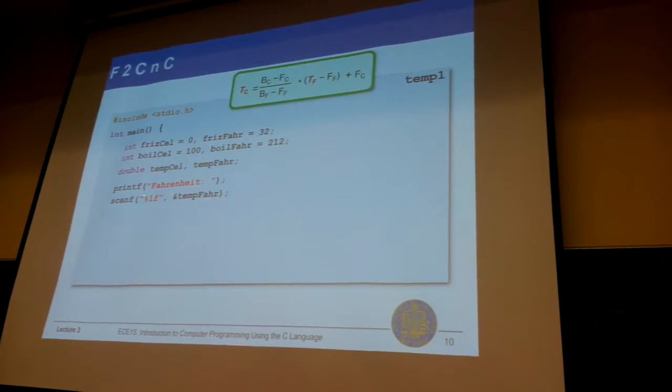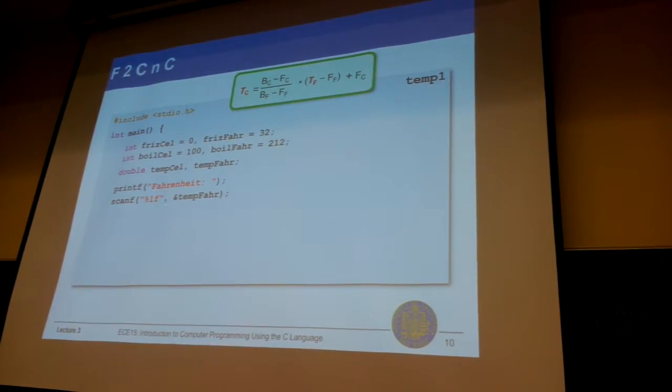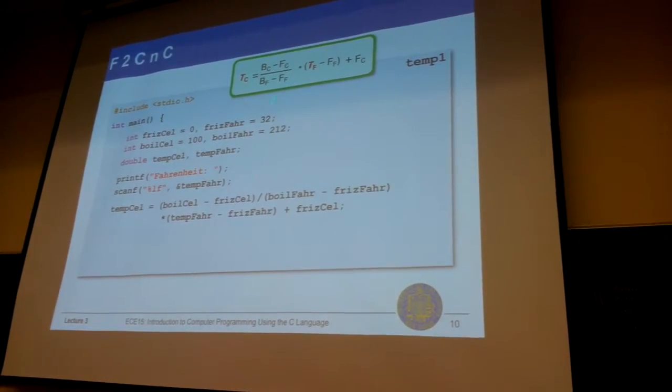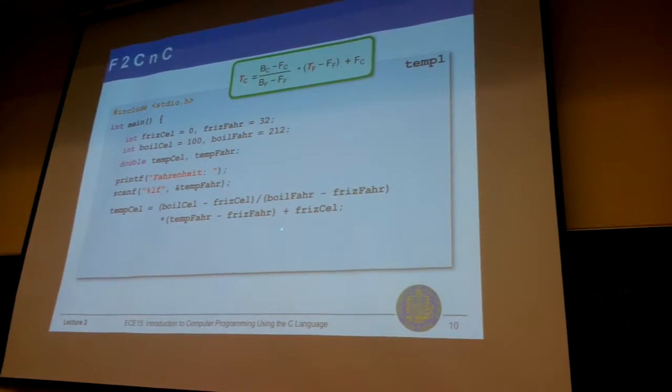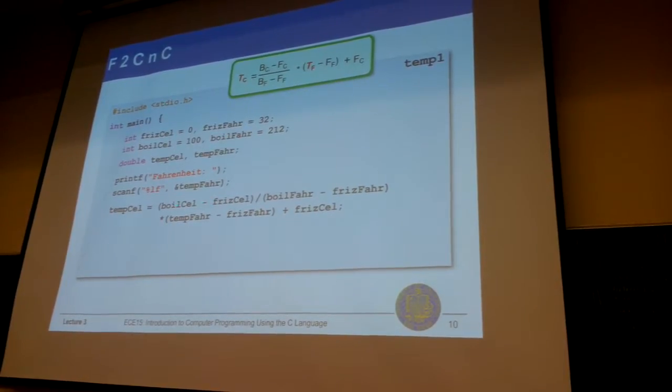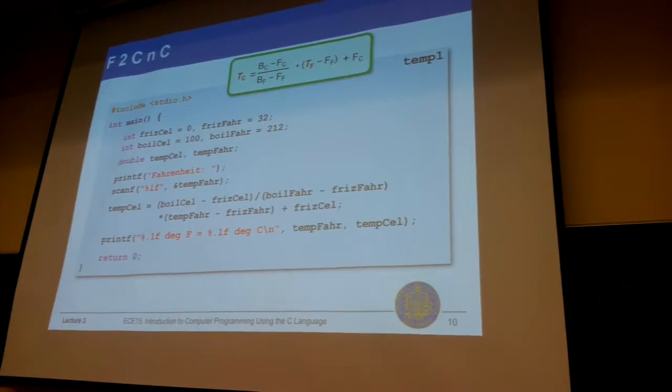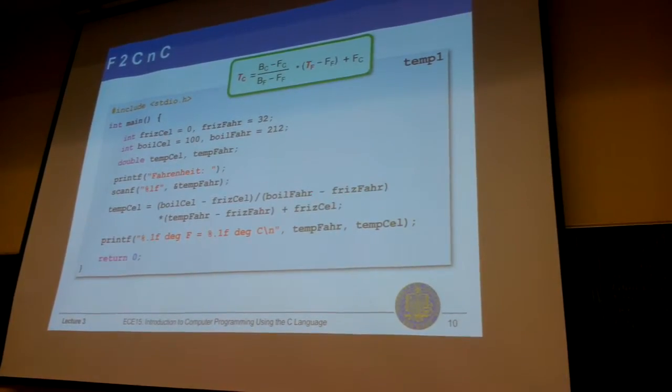We have our scanf with our %LF because we're taking in a double. And then we calculate our temperature in Celsius. So this is a direct translation of this equation, as you'll see. We're taking in these variables that we've defined and putting them right into the equation. And then we print out the result. And that's the program. So it turns out that there's an error in this program.